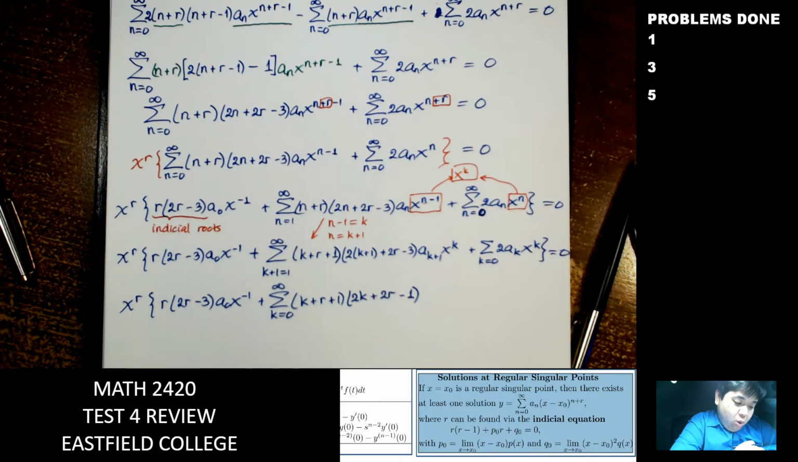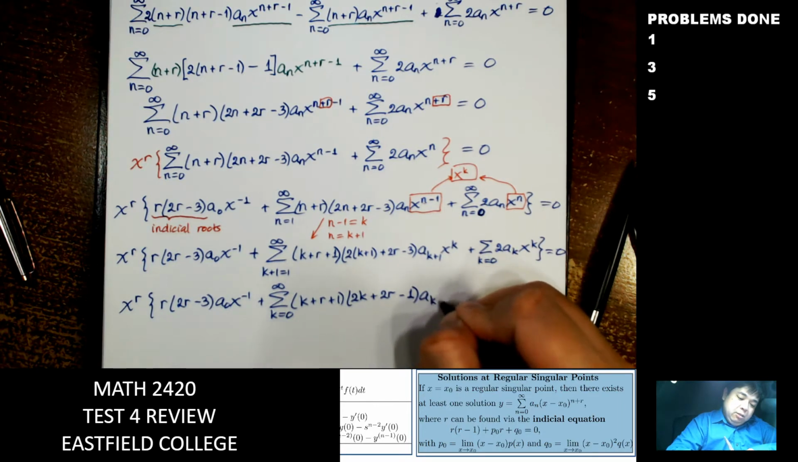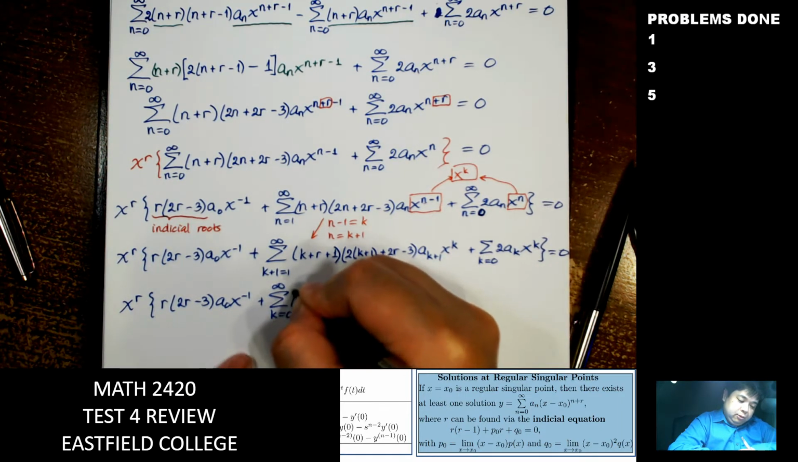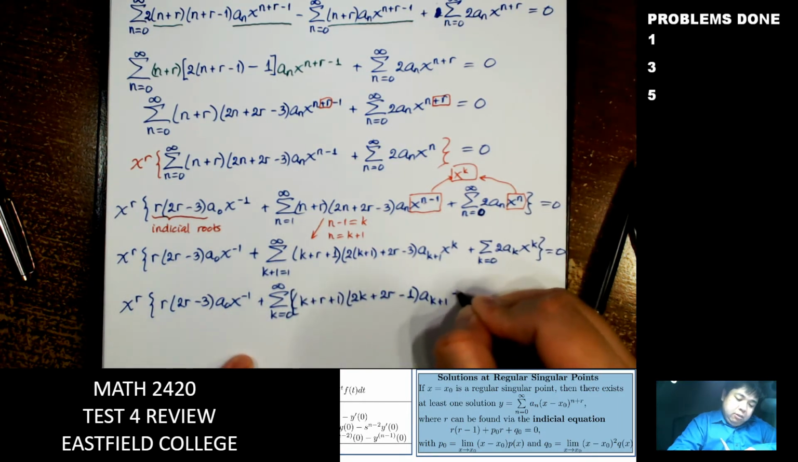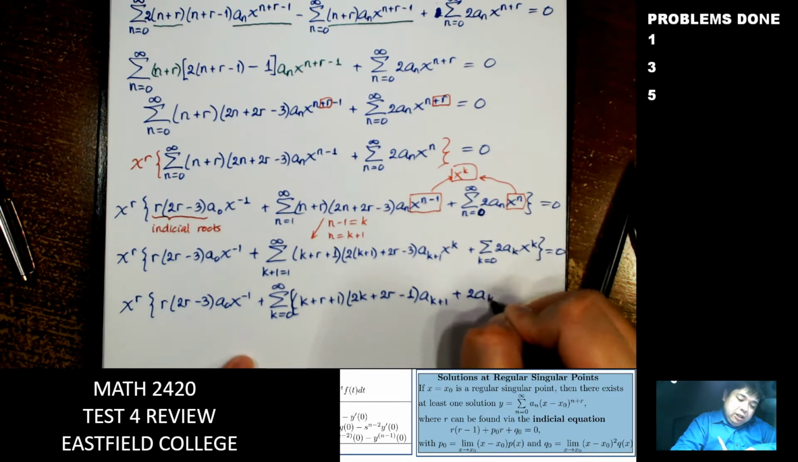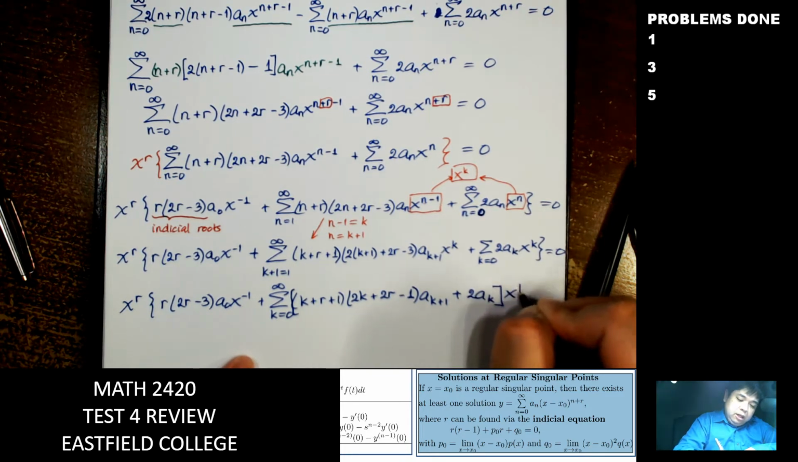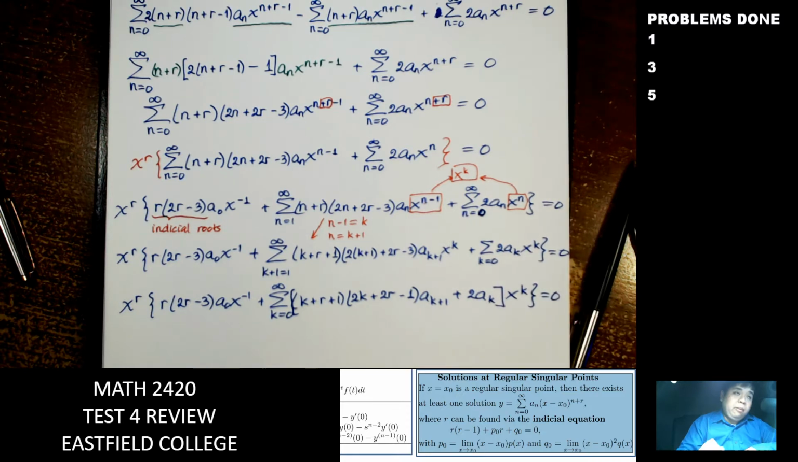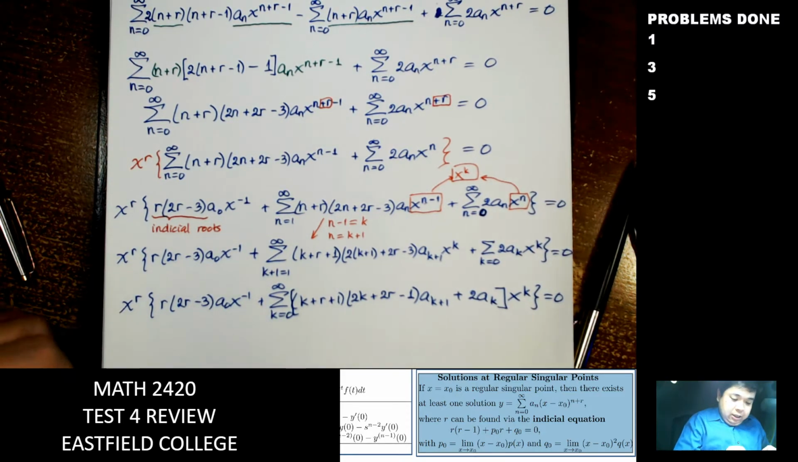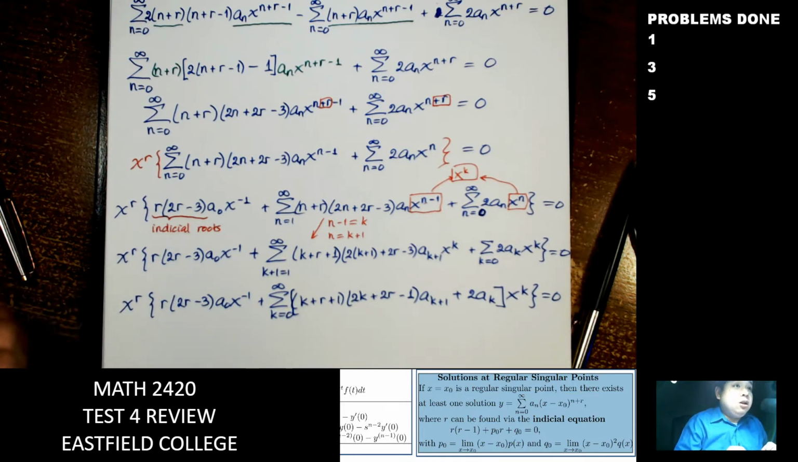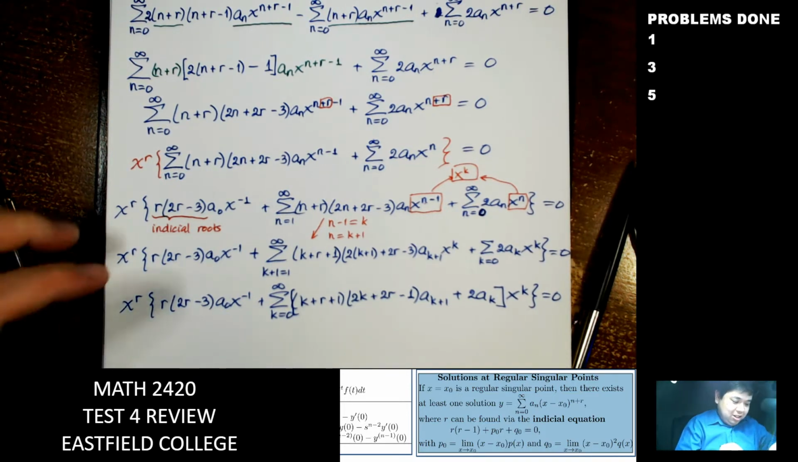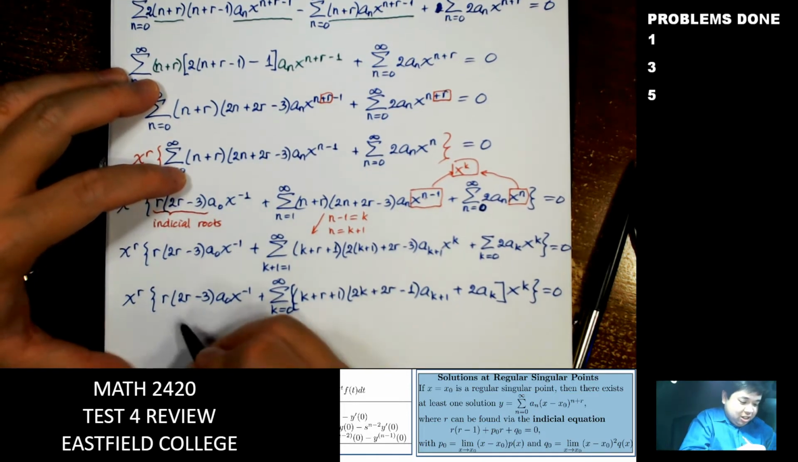K plus r plus 1, 2k plus 2r minus 1, a of k plus 1 plus 2ak, x to the k. Right, so we've done the difficult part. Now just the easier but more tedious.